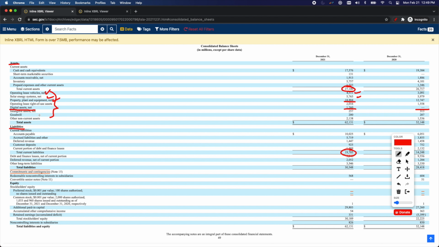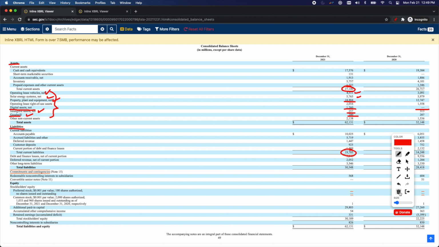They also have some goodwill and intangibles. Remember, intangibles are things like patents, trademarks, etc., and goodwill is the excess price paid on any business acquisition. In this case, you can see that both are relatively low, $257 million in intangibles and $200 million in goodwill. So no red flags here.